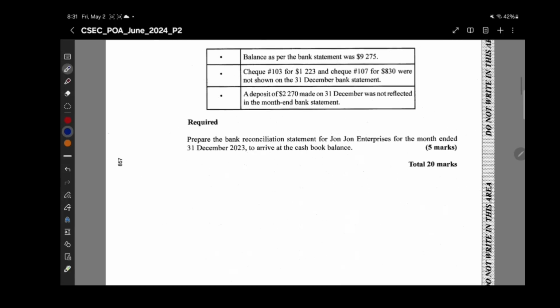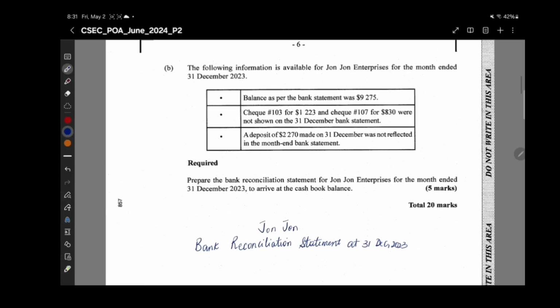So the very first thing you need to do is put the name of the business, John. We are performing a bank reconciliation statement as at 31st December 2023. Alright, so let's look at the information. The following information is available for Johnson Enterprises for the month ended 31st December 2023.